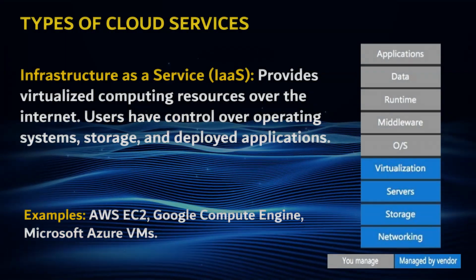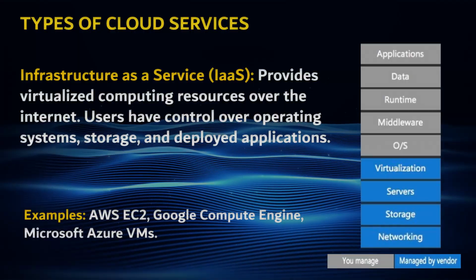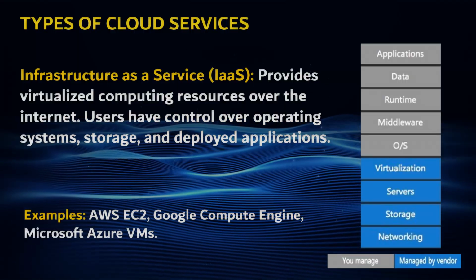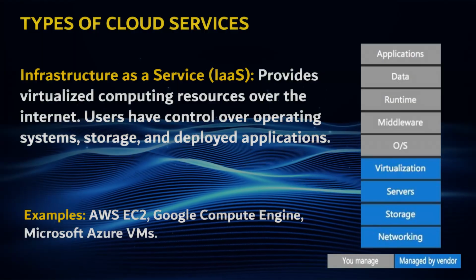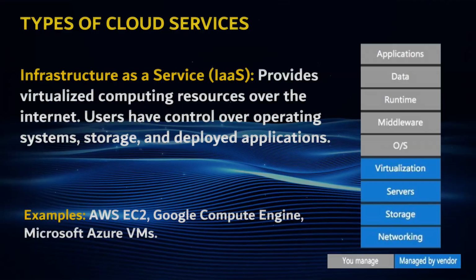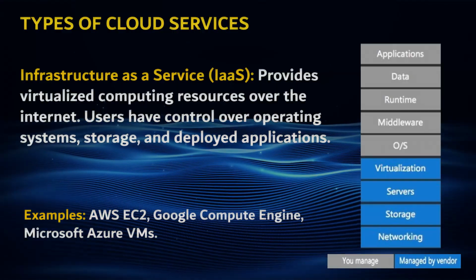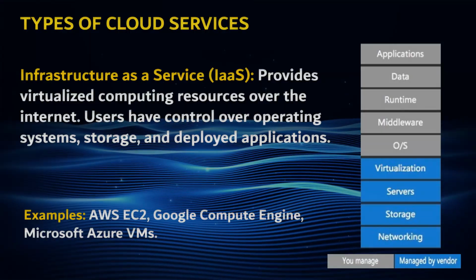Types of cloud services. Infrastructure as a Service, IaaS, provides virtualized computing resources over the Internet. Users have control over operating systems, storage, and deployed applications. Examples: AWS EC2, Google Compute Engine, Microsoft Azure VMs.